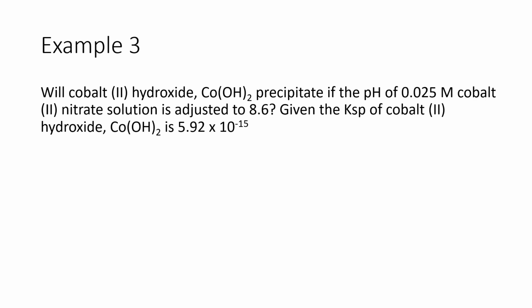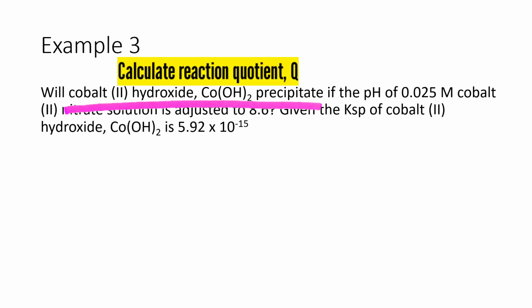Besides insoluble salt, insoluble phase precipitation can also be determined using the same method. For example, in example 3, the question asks about the precipitation of the cobalt-2 hydroxide phase in the solution when the pH of the solution is being adjusted. Since the question asks about precipitation, we are still calculating the reaction quotient Q to determine whether precipitation can occur or not.